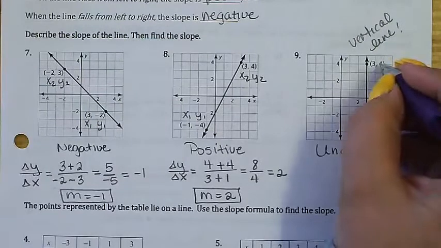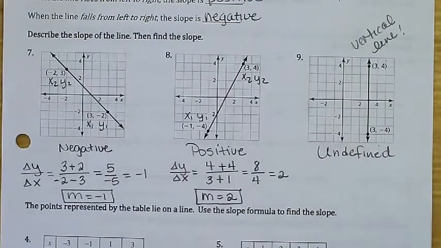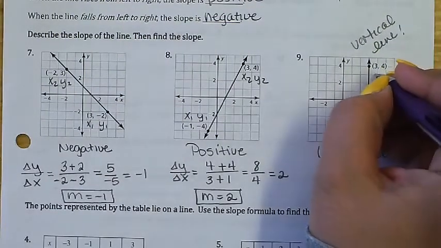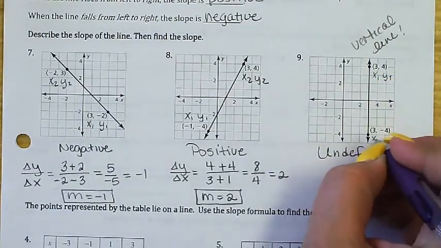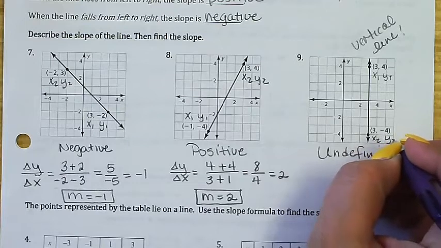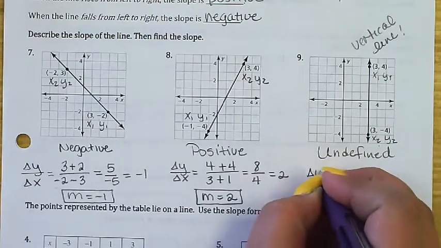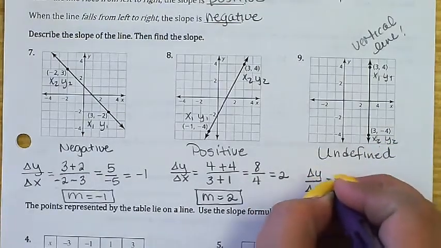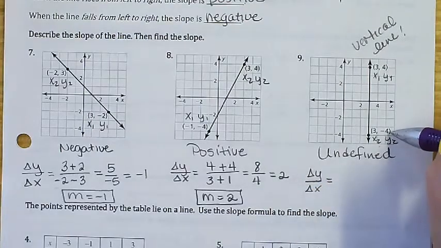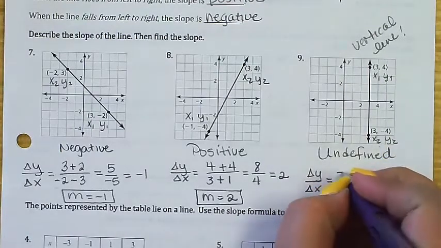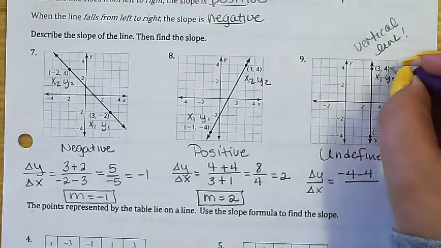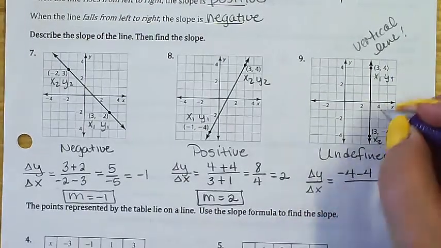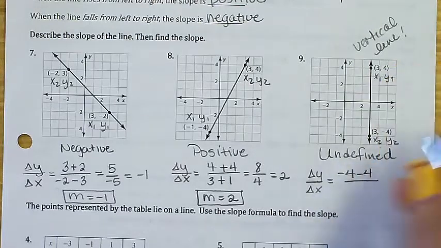So we'll still take these 2 points. We'll assign one of them to be our y1, x1. Doesn't really matter which one, right? And this could be my x2, y2. We'll do the change in y over the change in x like we have been. In this case, we would do this y value minus that. So that's a negative 4 minus 4. So this negative 4 minus 4. And then for our x's, we'll have to do 3 minus 3.